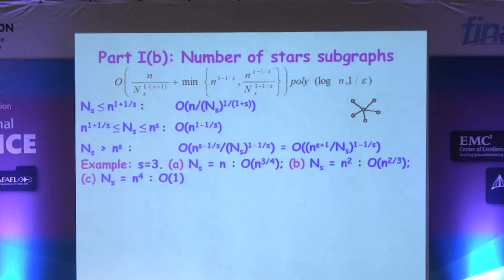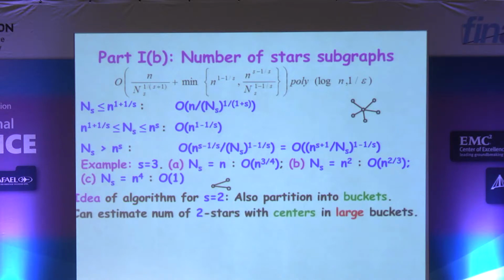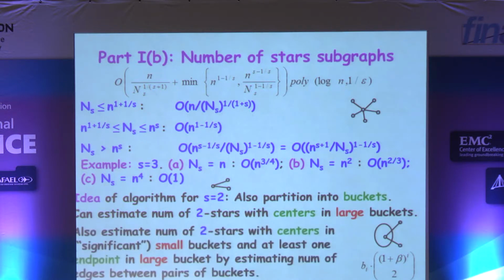So I'll just say that in general, I won't go into details of the idea, but we use the bucketing idea, both for s equals 2 and more than that. We need to understand better the relationship between the number of edges that cross between different buckets. While just for edges there were small buckets and large buckets, here we need to understand the structure much better, but I won't go into that, and just want to show you the type of problem that we're interested in.